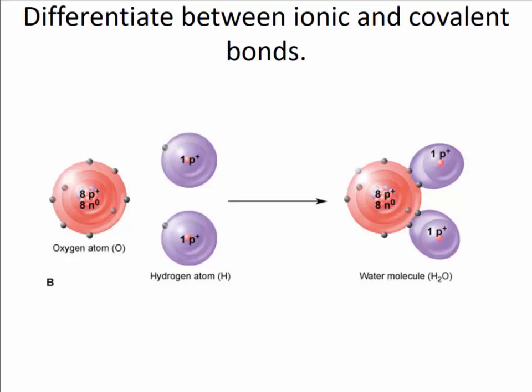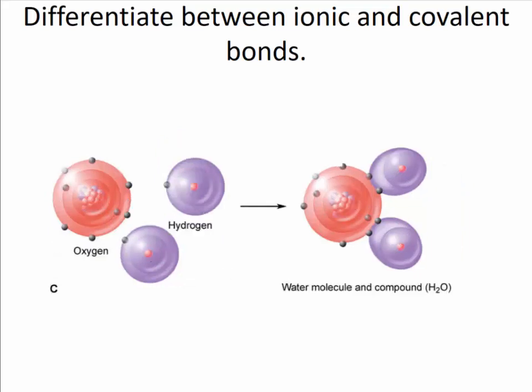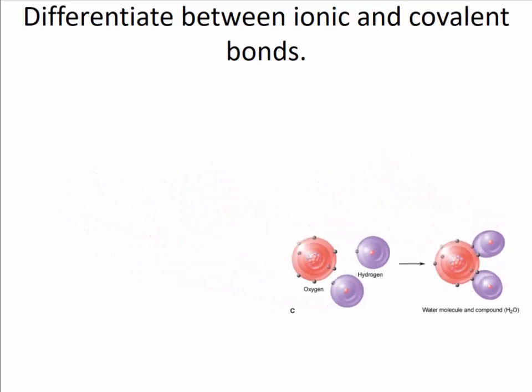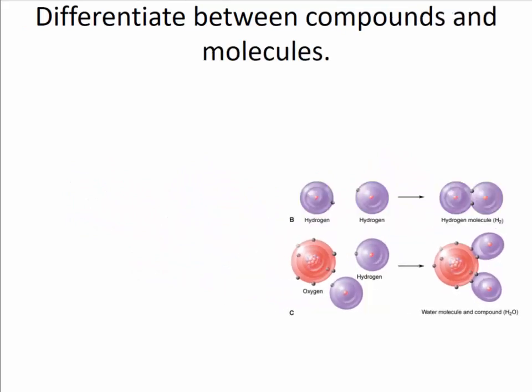If we were to simplify this image by getting rid of all the proton and neutron markers, this is what we would have. The exact same reaction that we just saw a moment ago. As we said, we form a water molecule, and as it has listed here, we can also call it a compound. To move that off to the side, we can look at some other molecules here, because we want to ultimately differentiate between compounds and molecules.